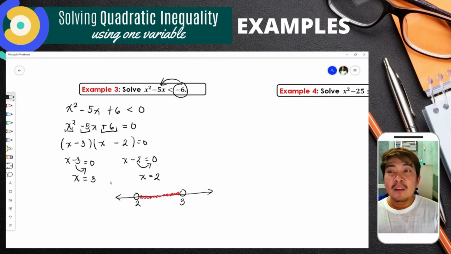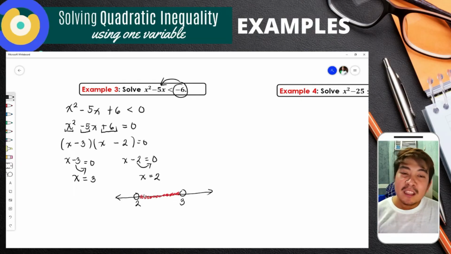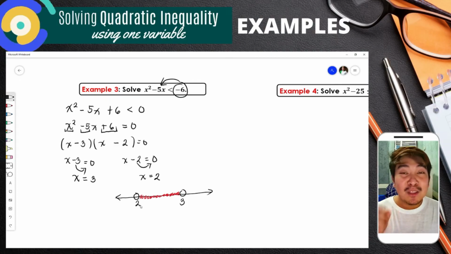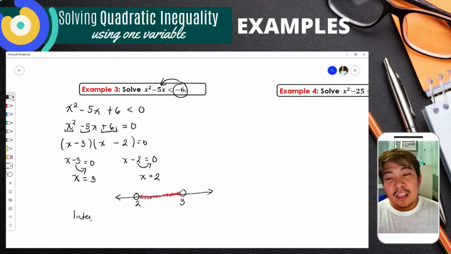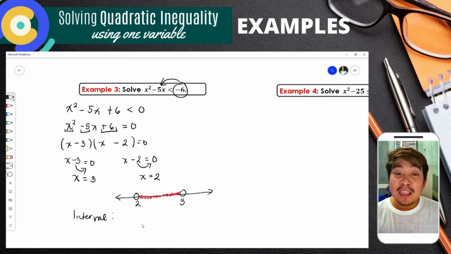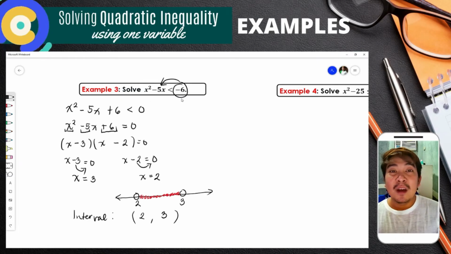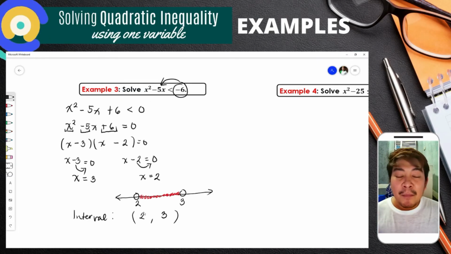So how are we going to describe the graph? The values of x will be just the numbers in between 2 and 3, not including 2 and 3. So how are we going to translate that into a solution set using interval notation? Since 2 and 3 are not included, we will be using parentheses. So that will be (2, 3). This notation simply means that the numbers in between 2 and 3 satisfy the given quadratic inequality, excluding 2 and 3. That is why we used parentheses.